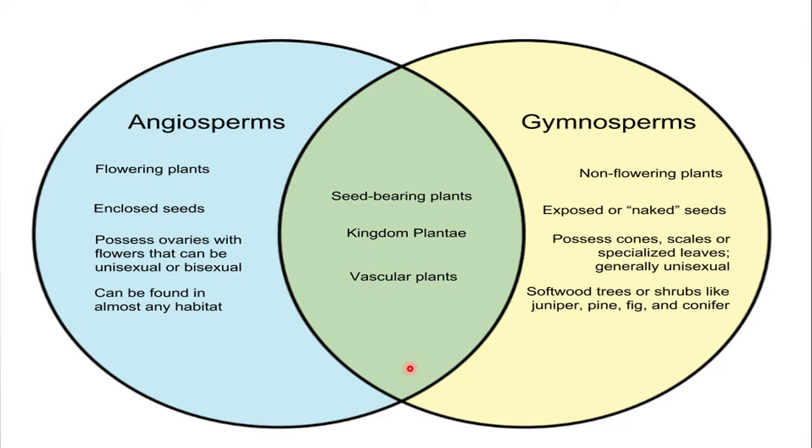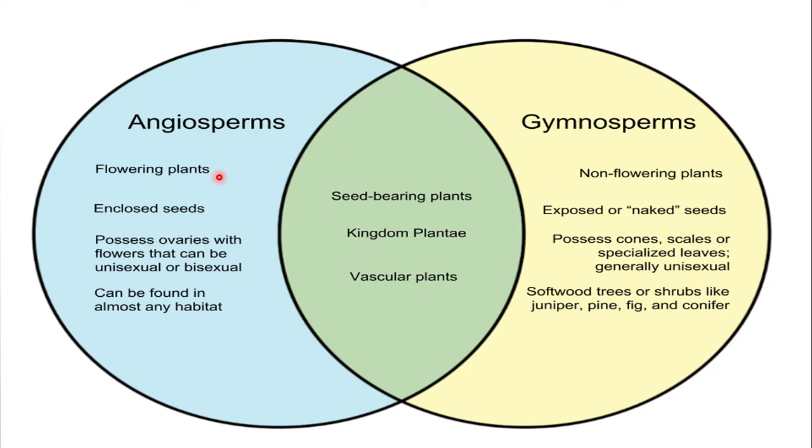Okay. So we have here the difference at saka similarities ng angiosperms at saka gymnosperms, no? Both angiosperms and gymnosperms, they are seed-bearing plants, okay? And then we have here, they are also belong to kingdom Plantae, the same lang nga kingdom, and they are all vascular nga plants, ang mga angiosperms and gymnosperms. However, si angiosperm, flowering siya nga plants, si gymnosperms is non-flowering siya.